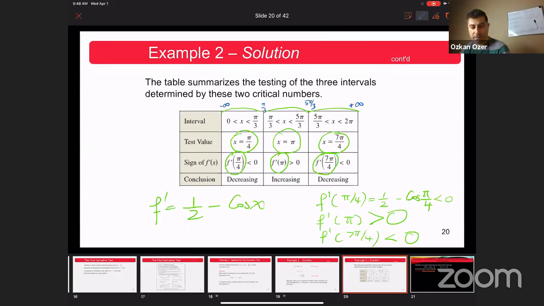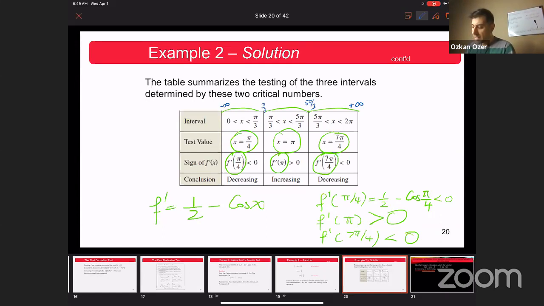All right, so you can use your calculator to determine the signs of f prime. And again, I don't need to know exactly what f prime at pi over 4 or f prime at pi are. I just need the sign of f prime. That's it. I'm just checking if it is positive or negative.